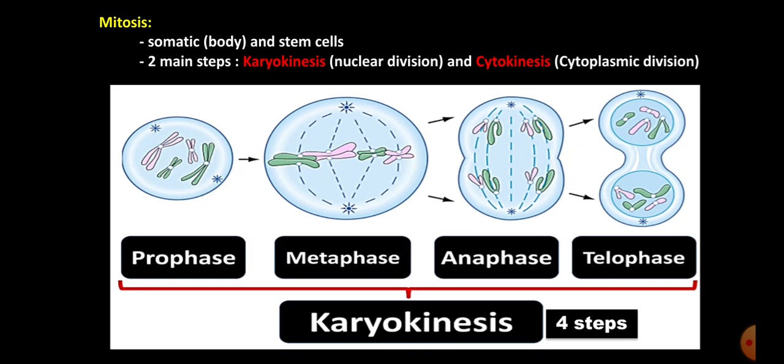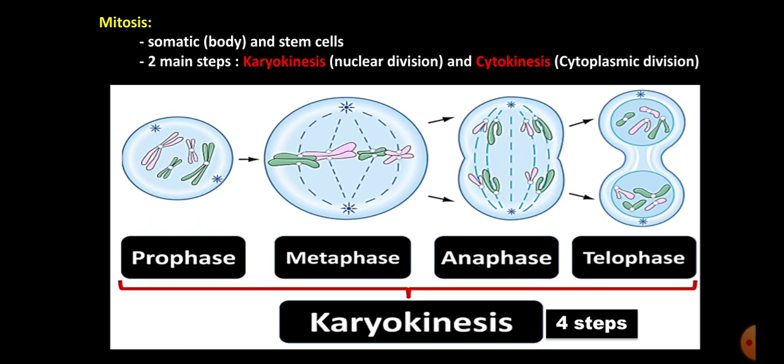Okay, so in prophase, the chromatin threads convert into sister chromatids, and the nuclear membrane and nucleolus start disappearing, and the centriole is observed at the two opposite poles. You can see that star-like structure, that is the centriole. Now let's come to the metaphase.